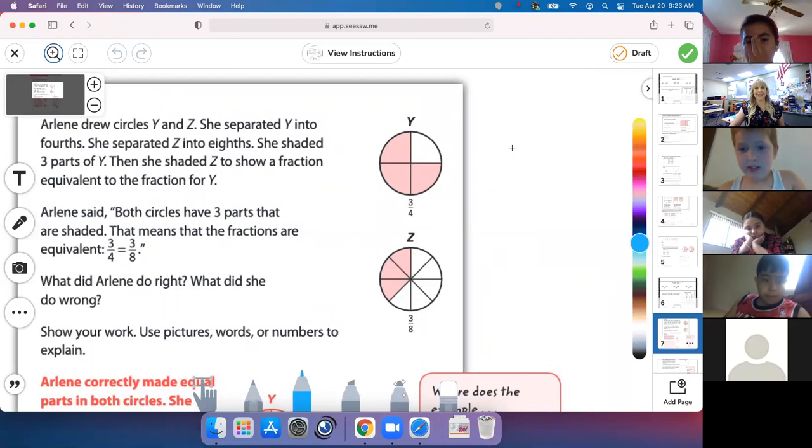Good job, Luis. Yes, they are the same size. Very good, Daniela. Absolutely, they're the same. So that's a thing she did correctly. They're both the same size. Because remember, we talked about how if you have a small pizza and a large pizza, you can't compare the pieces of pizza because they're part of a different size pizza. So she made both circles the same size, which is great.